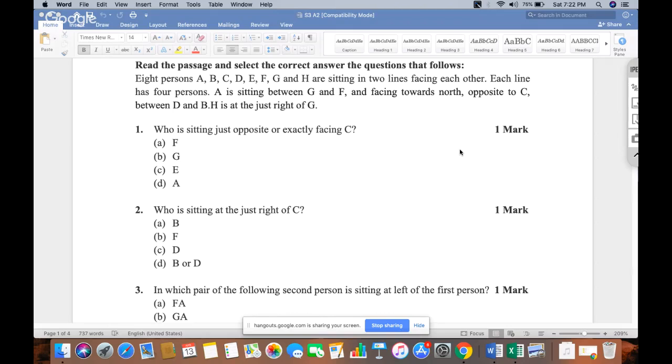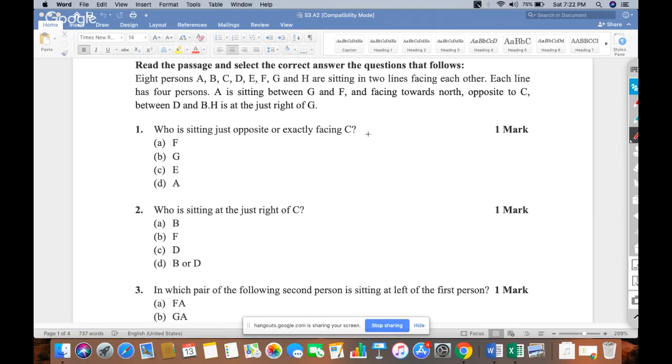Okay, let me solve this question for you. So what happens is, how many people are there? A, B, C, D, E, F, G, H are sitting in two lines facing each other.